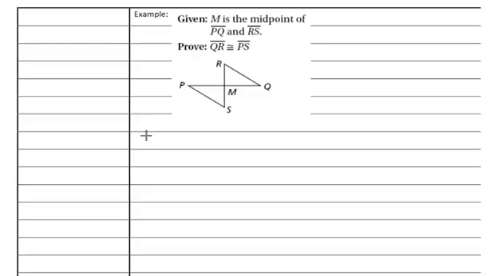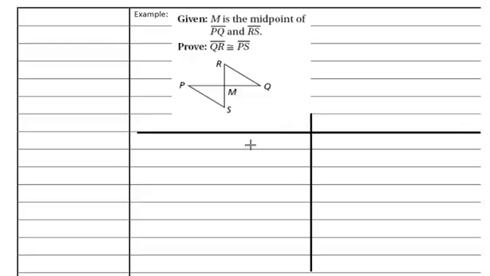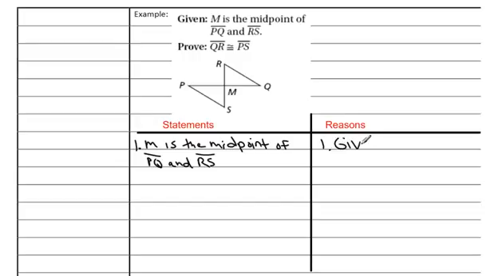We'll go ahead and make another 2-column proof here, where we have our statements in one. Okay, and the first thing I'm going to do is copy my given that M is the midpoint of PQ and RS. And the reason M is the midpoint of PQ and RS is because it was given. So now I need to look at my picture and look at what was given.